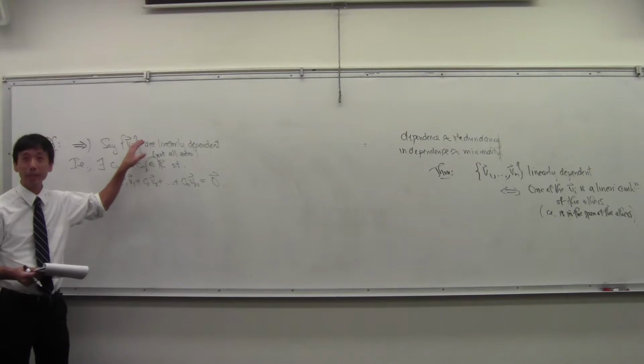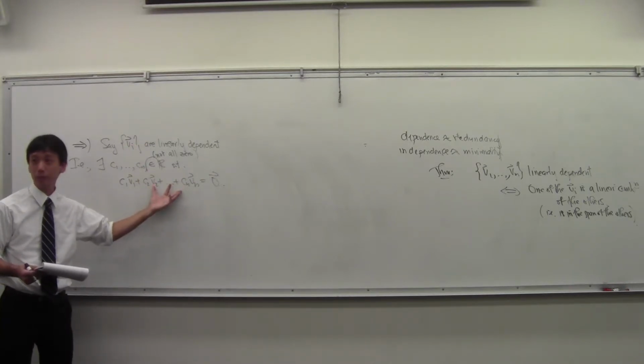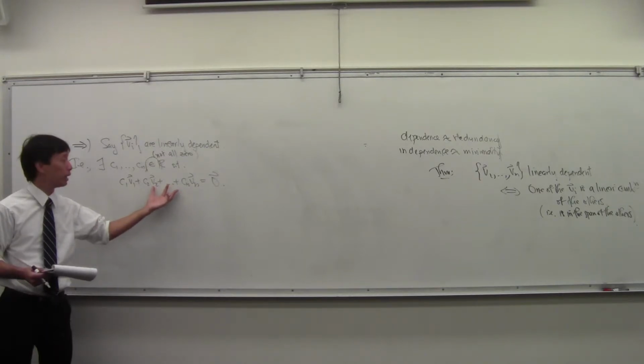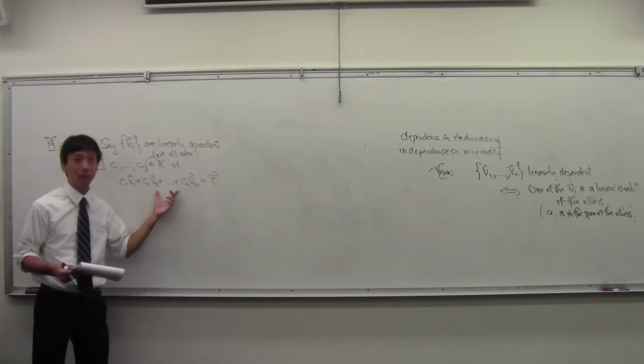That's what linearly dependent means, right? That there's some way of getting to the zero vector, some non-trivial way of getting to the zero vector. Okay. Well, why should that mean that one guy is in the span of the others?